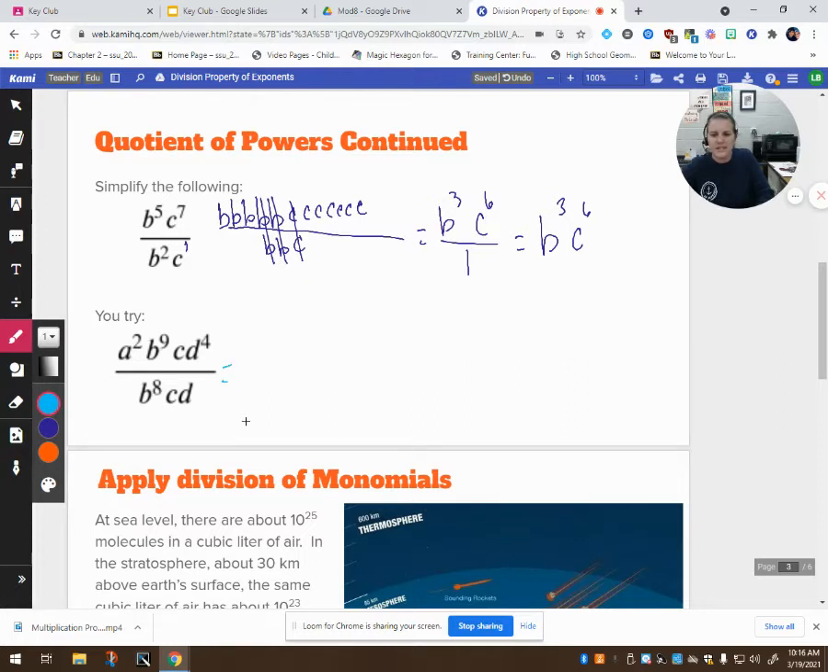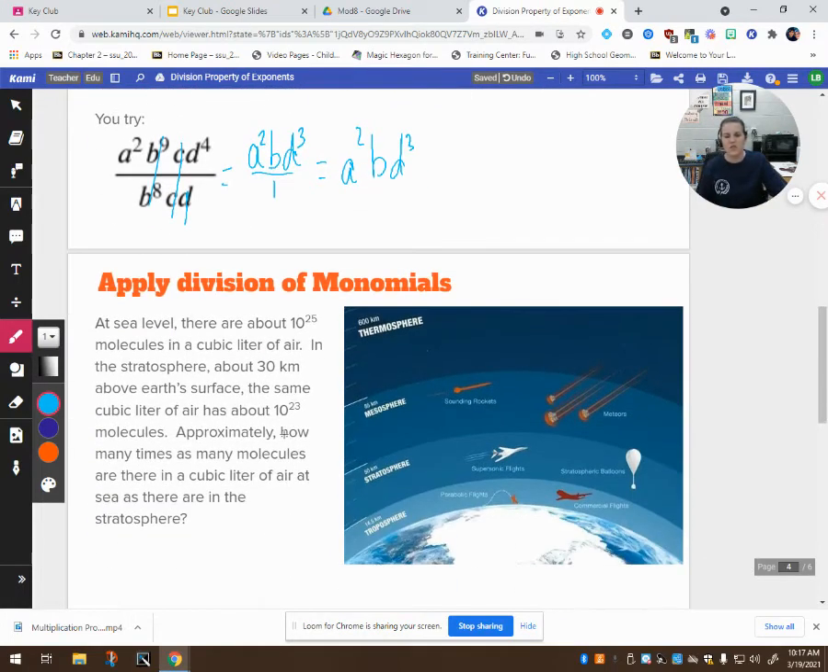Okay, hopefully you realize there's no A's on the bottom, so I just leave the A squared alone. There's 9 B's on top, 8 B's on the bottom. 8 of those are going to cancel with 8 on the top, or become 1, and leave me with just that 1 B on top. My C over C is 1, and one of these D's at the top is canceled out with the 1 on the bottom, so I'm left with D^3. So my final answer, remember I ended up with all 1's in the bottom, is A^2 B D^3.